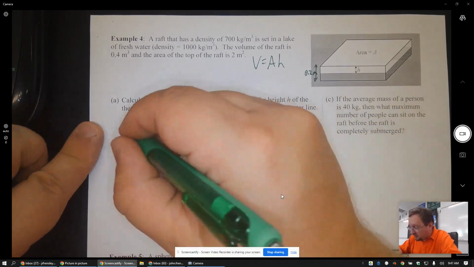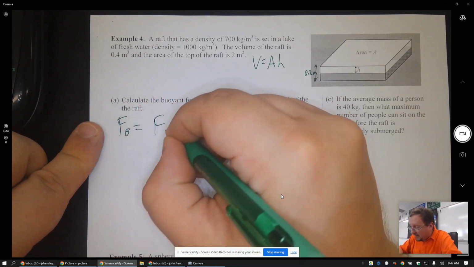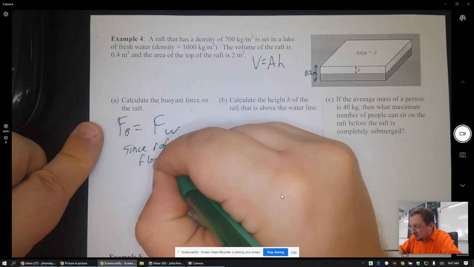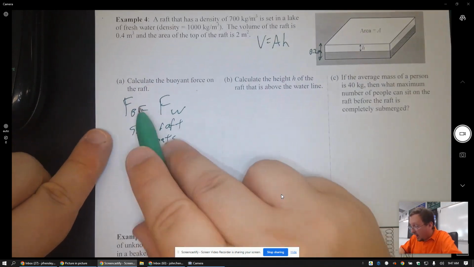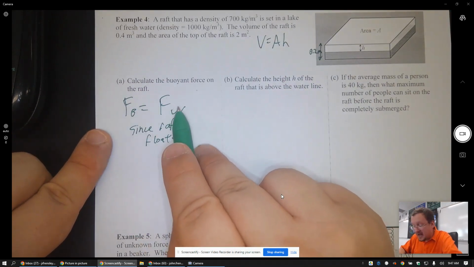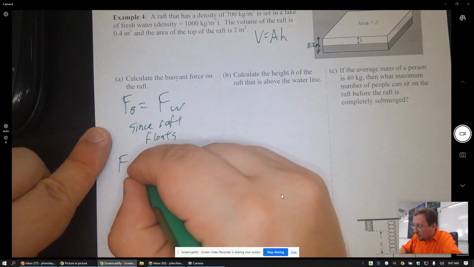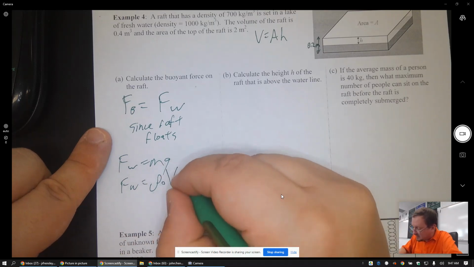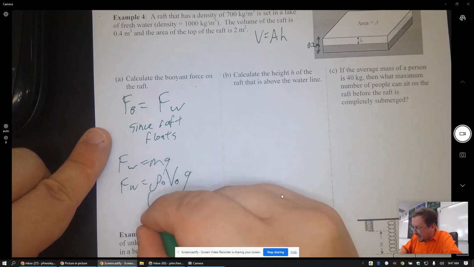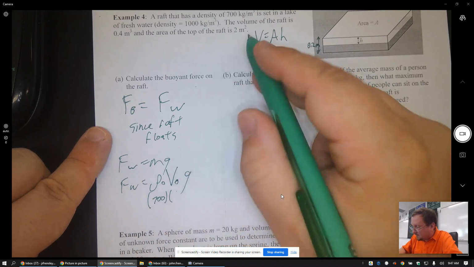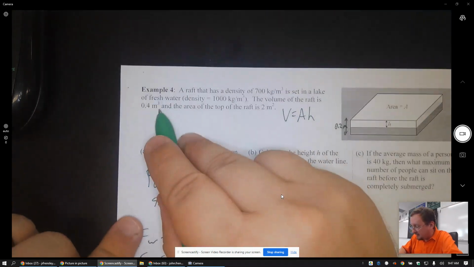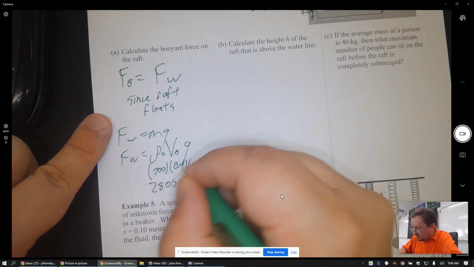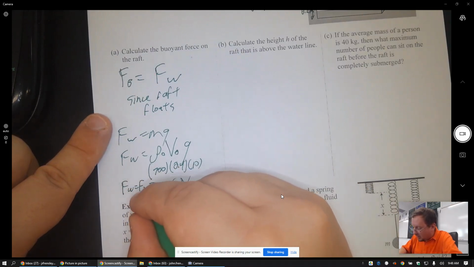Well, the buoyant force on the raft is equal to the weight force since the raft floats. That's important, okay? So I'm not going to calculate the buoyant force. I'm going to calculate the weight, which is the same number. Weight is mg, and m is the density of the object times the volume of the entire object, times gravity. The density of the raft was 700. The volume of the entire raft was 0.4. Gravity is 10, so you get 2,800 newtons of weight, which is the same as buoyancy force.